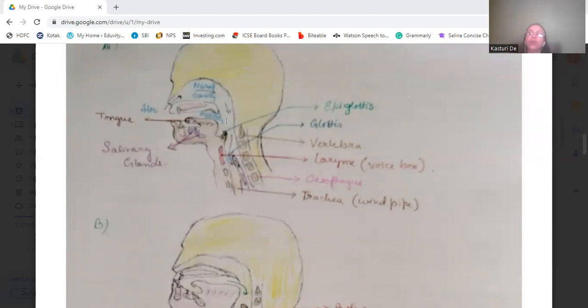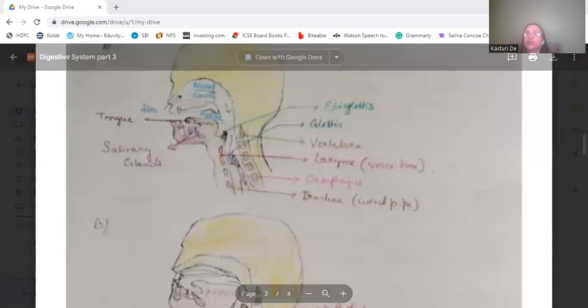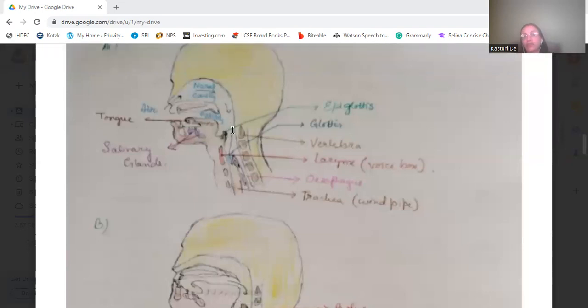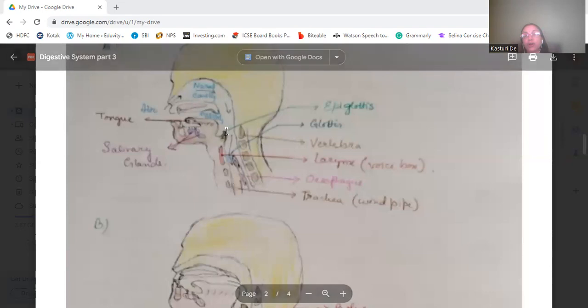Now what will happen? The nasal passage and the throat will be closed, so that the food does not enter into the trachea, the windpipe. It will pass into the esophagus. For that reason, the epiglottis will close the glottis, and the food will automatically pass into the esophagus.